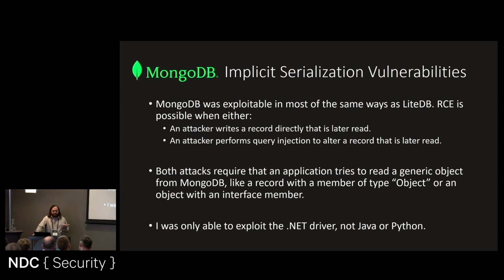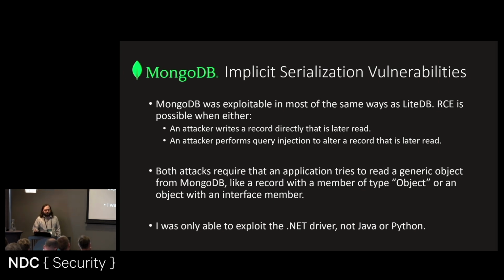So if you go looking at the sort of data different applications put into NoSQL databases, it's pretty common that somewhere in there, there's a type that has a member of type object or dynamic, or an interface member where you can fit something pretty open-ended into it and you can get an RCE payload to work there. I will say I was only able to exploit the .NET version of MongoDB. There's a Java and Python driver. I looked at them, I tried, I couldn't make it work. I won't say it's not possible, just that I couldn't get an exploit to work.